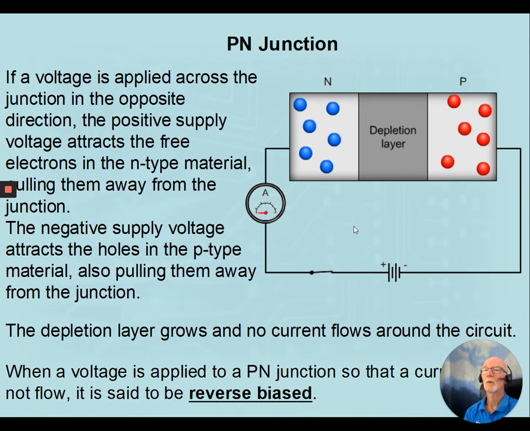If, however, we connect our external EMF so that the positive is against the N-type semiconductor region and the negative of our external EMF is against the P-type, the holes are attracted away from the junction, the electrons are attracted away from the junction, so we end up increasing the size of the depletion region, and so no current will flow across the depletion region or the junction anymore, and so no current will flow in the external circuit, and we say that in this particular case our PN junction is reverse biased.